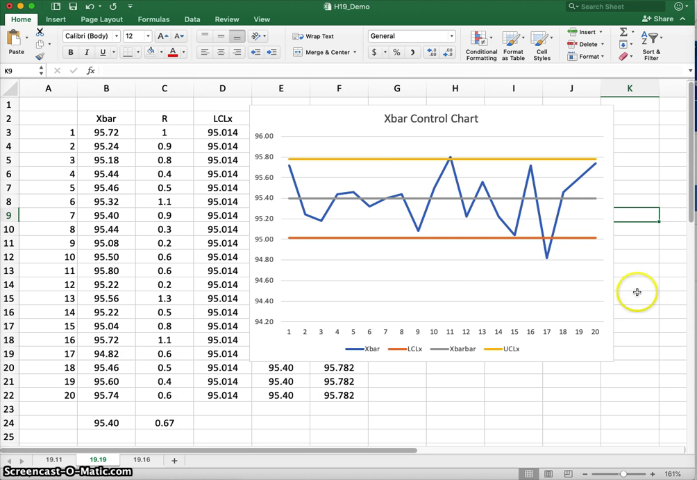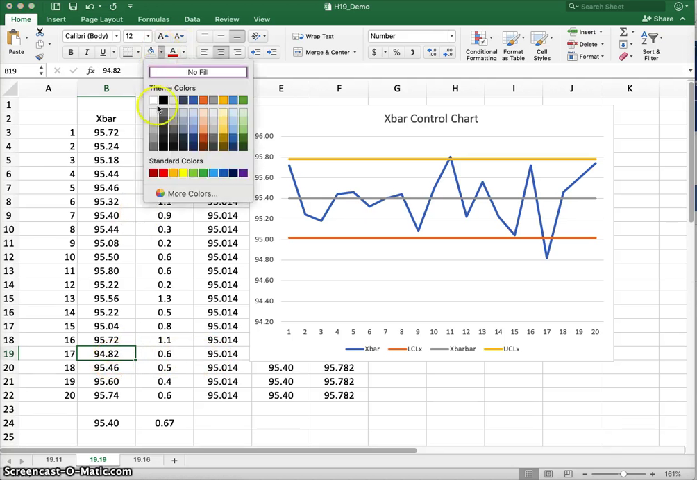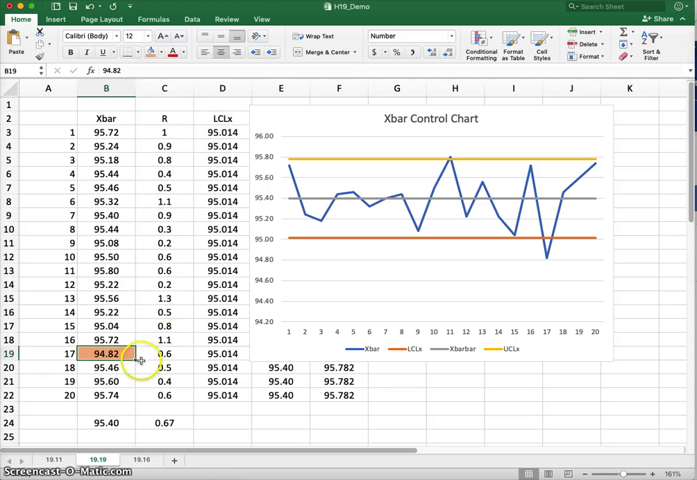And you can see that this process is not in control because on two occasions, on 17, right here, I have one that's below the lower control limit. So the lower control limit is 95.014, and I've got one that's 94.82. So I'll just highlight that. Okay, so that's a problem.